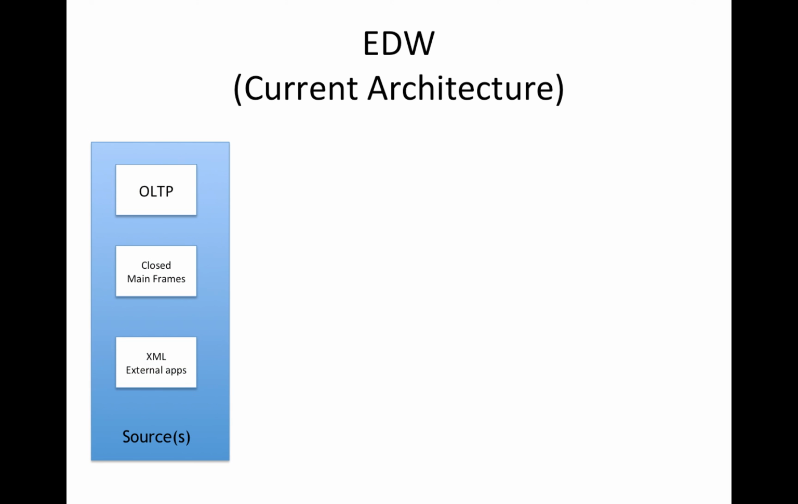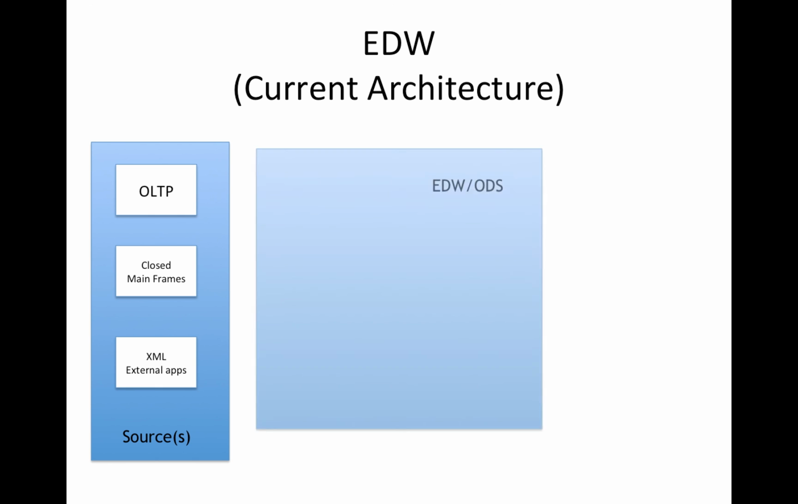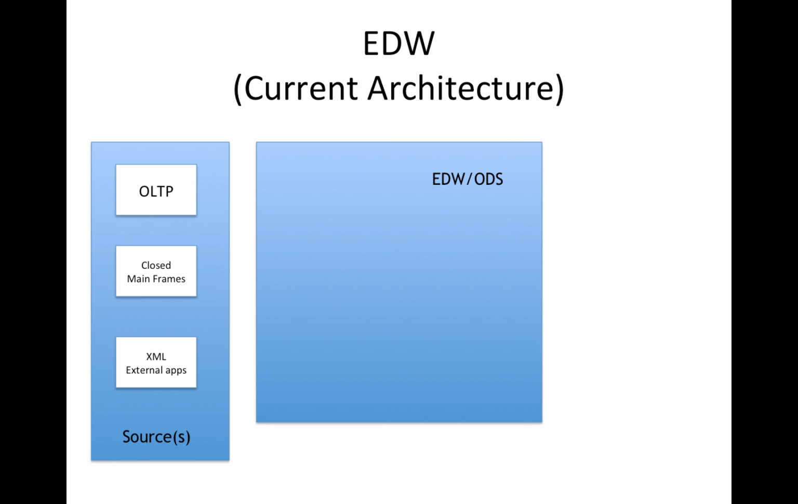So in the current architecture, we have disparate sources. A source can be an OLTP, which is a relational database. It can be mainframe systems, or it can be third-party XML-based external apps. And in the middle, we have the EDW or ODS layer, which will be on different databases. So this is one database for ODS, and this is another database for data warehouse.